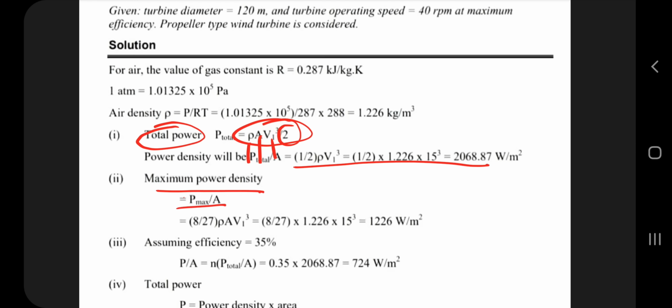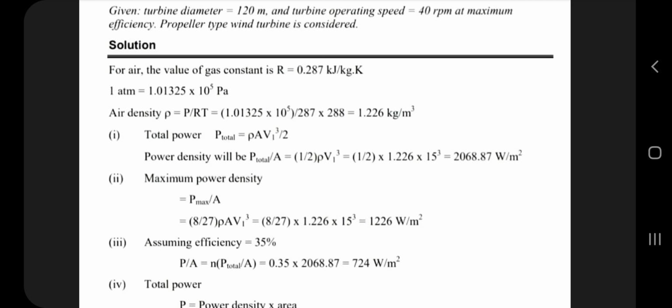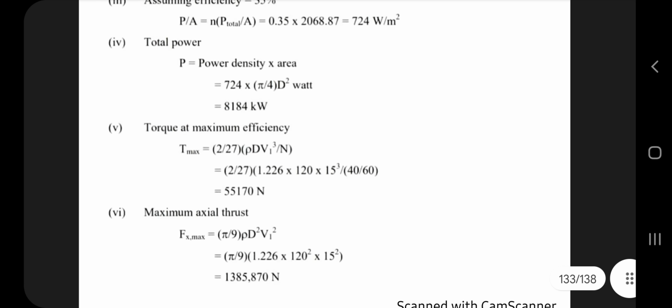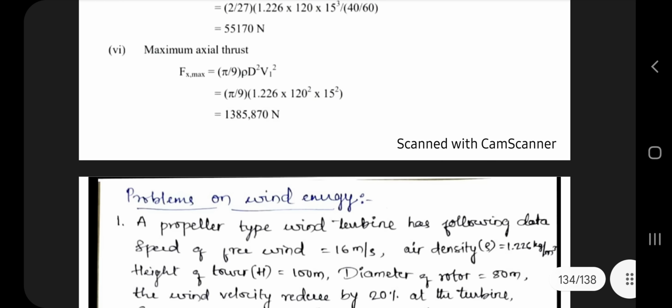Maximum power density, one formula, P max by A. What is P max? P max is this one, 8 by 27 into this term here. That will get P max. So this term is already calculated. So use the same term here, and you'll get the answer for this one, like 1.226 you already got from here. Substitute that one here, and you'll get the maximum power density. In the same way, efficiency is total power divided by the area. Total power by area, P by A. Total power is equal to power density into area. Torque at maximum efficiency. Some formulas are there. All the terms are given. Just remember the formula and substitute that.